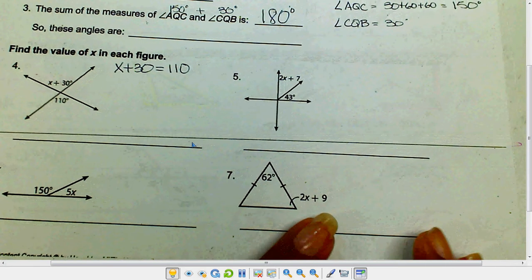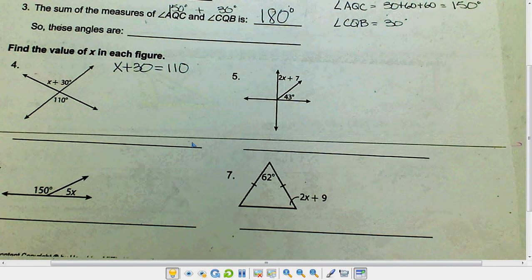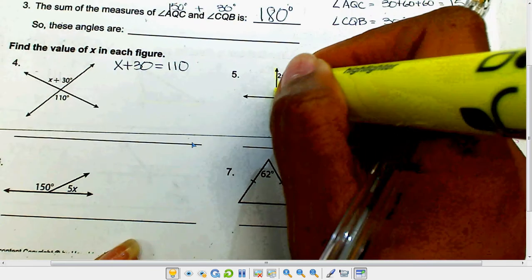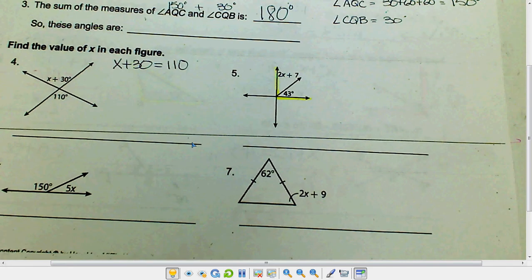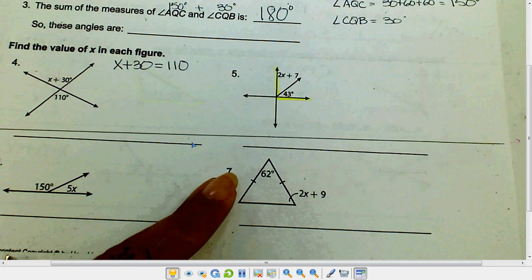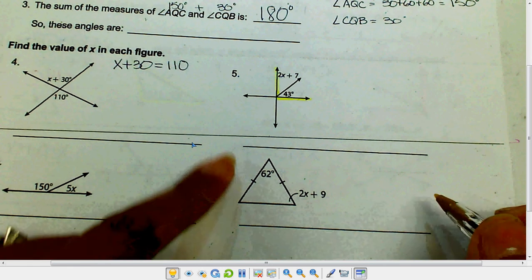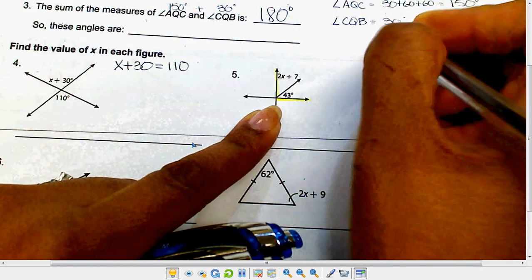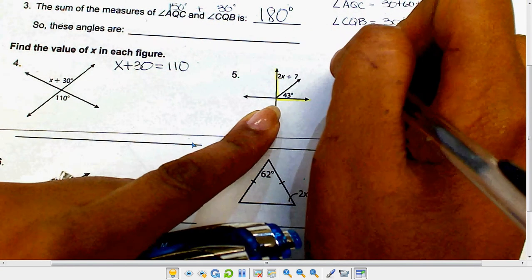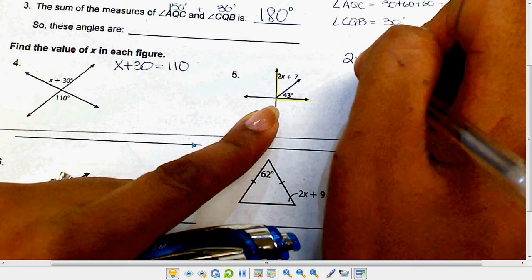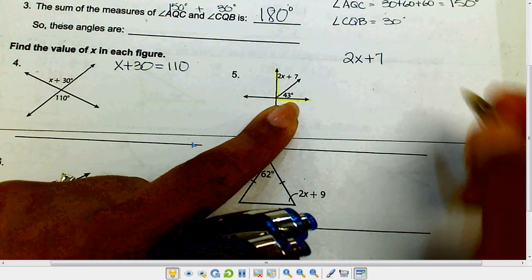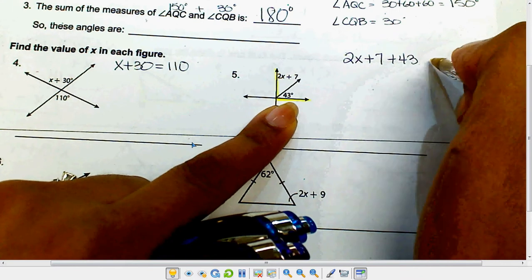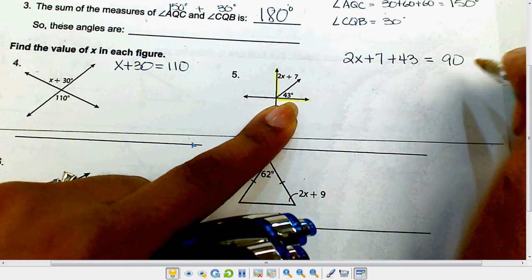Okay, number 5. This time, we see both of the angles are sitting right here in this little corner, which is forming a right angle. So that means these are complementary angles. And since they're complementary angles that are forming this right angle, that means they have to equal 90 degrees. So I'm going to take both angles. And you might need to write this one kind of small because it's basically a 2-step or more. So we're going to do 2x plus 7. Now I'm going to add this 43 to it. And all of that has to equal 90 degrees.